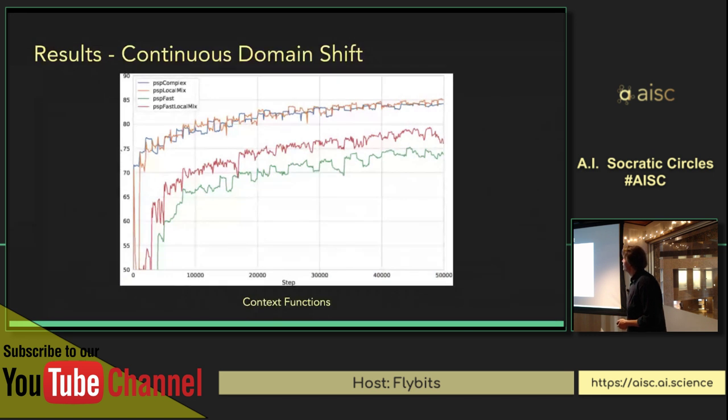For this last experiment, they said, let's see what else we can do. First of all, the baseline to test with is PSP complex, the blue one up here. Then they try PSP fast, where they do a context for every single rotation, so it's 1,000 models. That's this result here, which isn't that great. Then, if you remember that window average of the previous context, the current context, and the future context, they called that the local mix. So this is PSP fast local mix: 1,000 models with a rolling average of the context vectors.